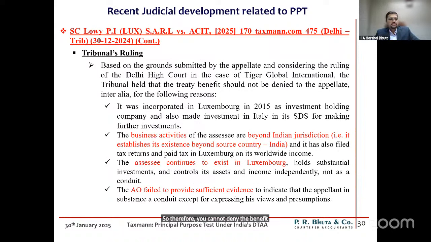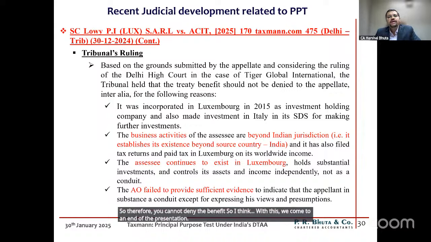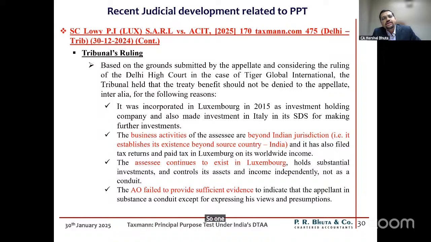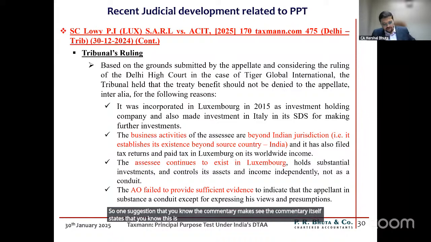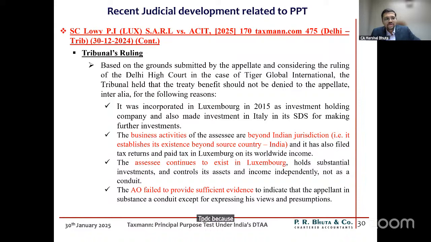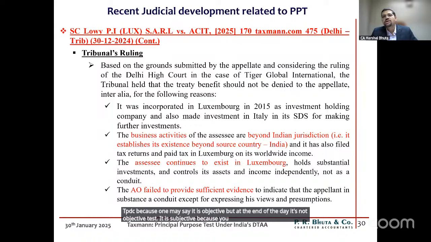So I think with this, we come to an end of the presentation. One suggestion that the commentary makes: the UN model commentary itself says that this is a provision that involves an element of uncertainty. The PPT, because one may say it is objective, but at the end of it, it's not an objective test. It is subjective because you have to take into account the entire facts and circumstances of the case.